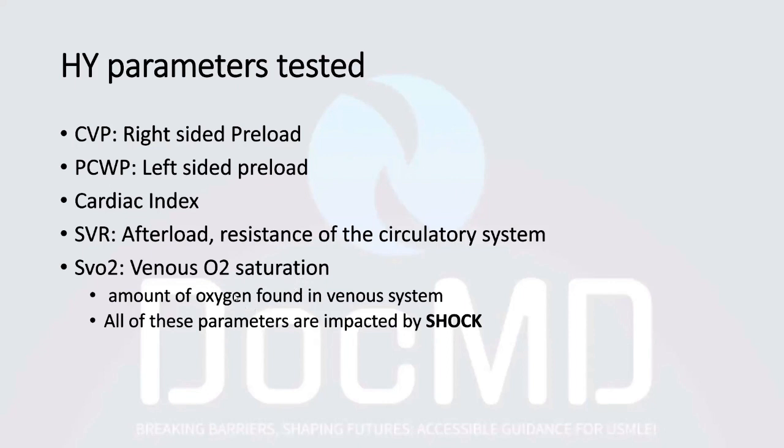There are certain types of shock that can have high venous O2, but I need you to remember one important thing. For our intents and purposes, wherever your cardiac index is low, you're going to get a low venous O2 saturation. That's very important. And if you have a high cardiac index, which will be seen in certain types of shock, you get a high venous O2. Okay, so let's just go ahead. Our main discussion will be how shock impacts these parameters.